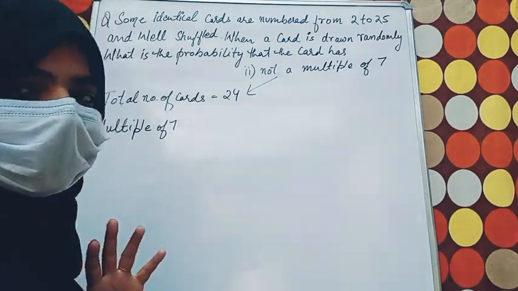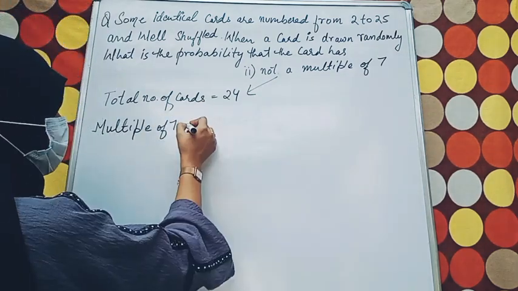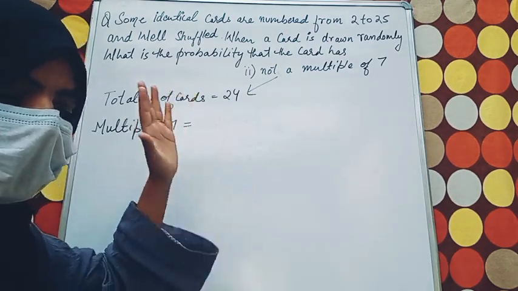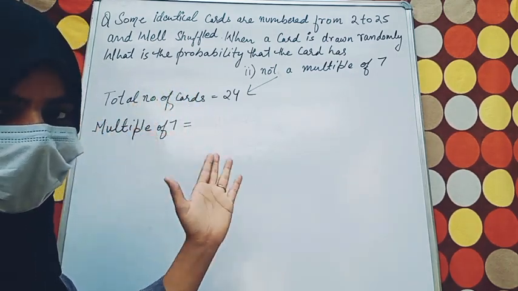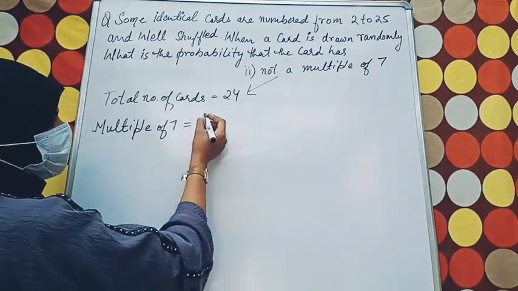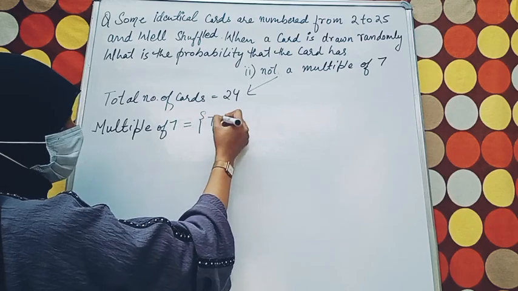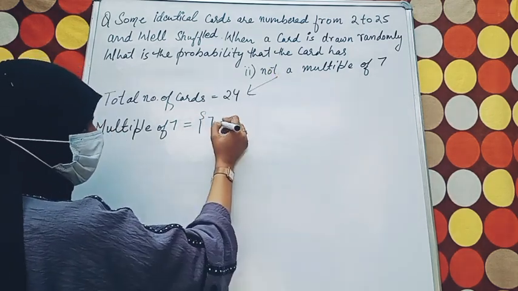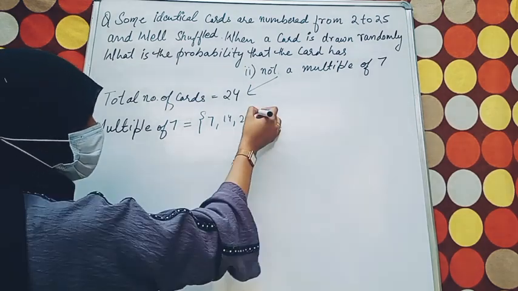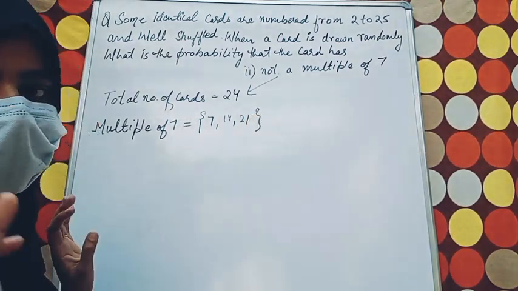So in place of that I will tell you a very simple, easy trick. Both ways we can do. Either we can start by writing multiples of 7, or we can skip that and write not a multiple of 7. So I will start with multiples of 7. We all know the table of 7, it starts from 2 to 25, so 7 will come, 14, 21. Other than this, it will not go in a table of 7.